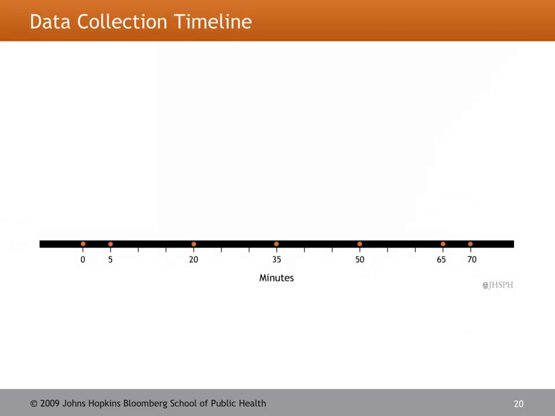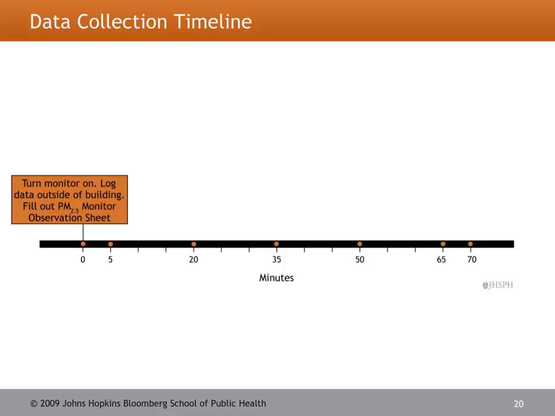So before we go any further, let's just quickly review a timeline of what it would be like if you were out in the field, just to give you a quick overview of what you'll actually be doing in the field. So at 0 minutes to 5 minutes, you're going to be outside the building or the venue where you're going to go inside and collect your PM2.5 measurements. And you're just going to be logging data, as we mentioned earlier, as background data. So you're just standing outside for at least 5 minutes, gathering data.